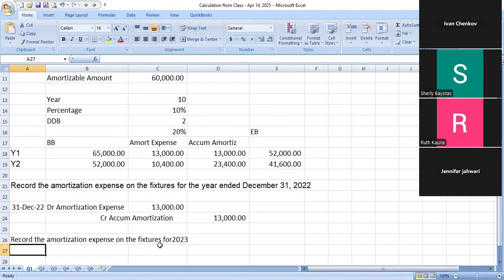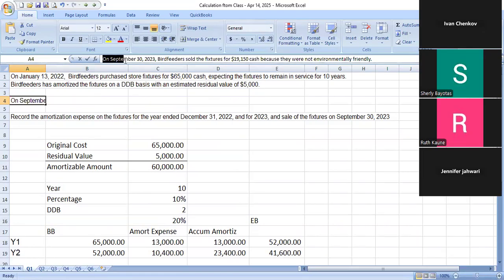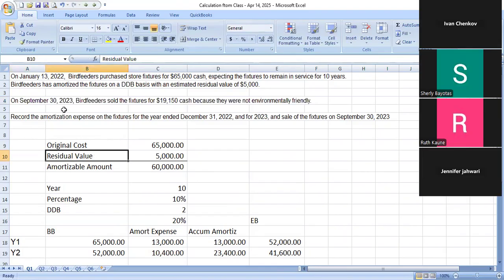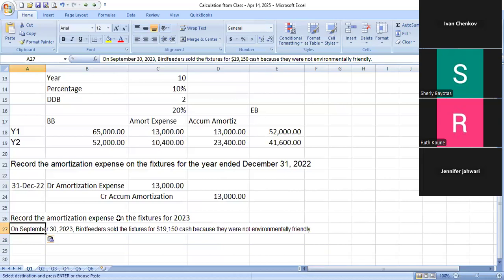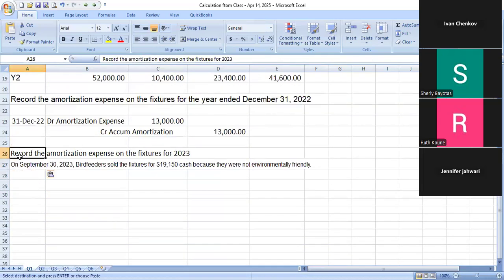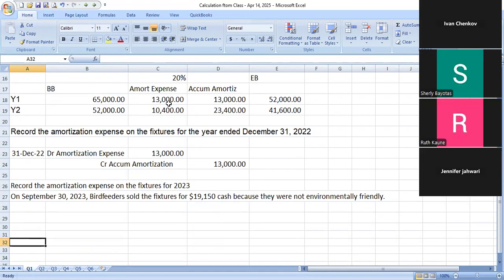Now the question is, in 2023, when we're selling the assets, we sold the asset on September 30th, right? This is the day that we're selling the asset. Remember? On September 30th, we're selling the asset. The asset is gone. Do we have the full year? No. So what do we have to do? We're going to get the amortization for the whole year.